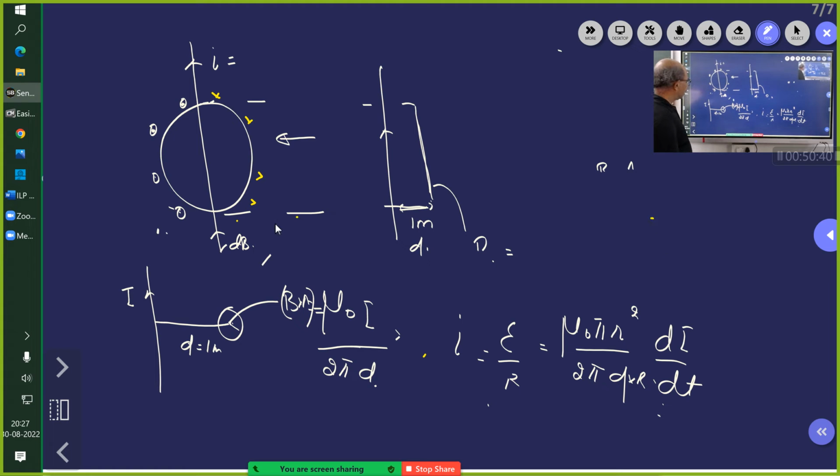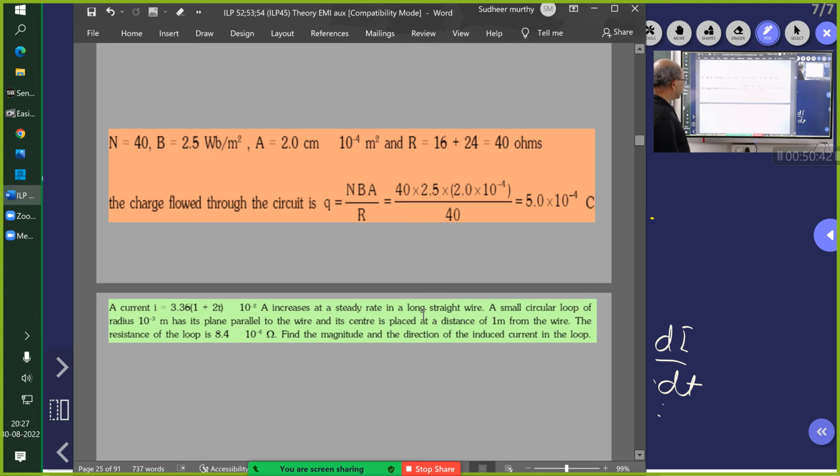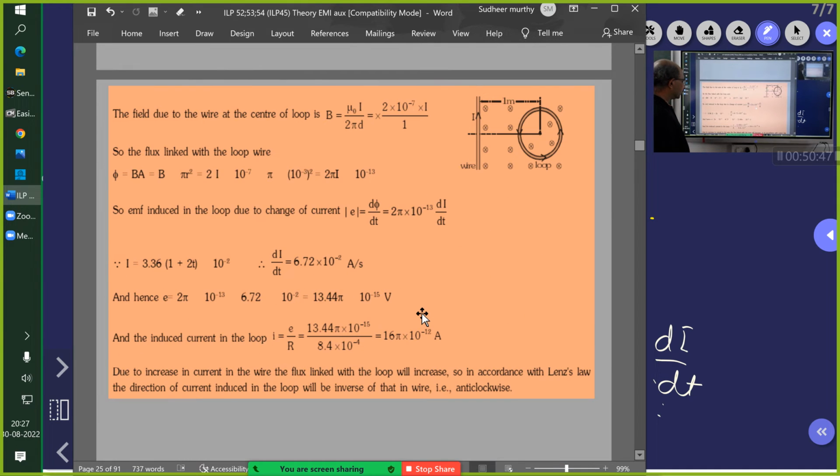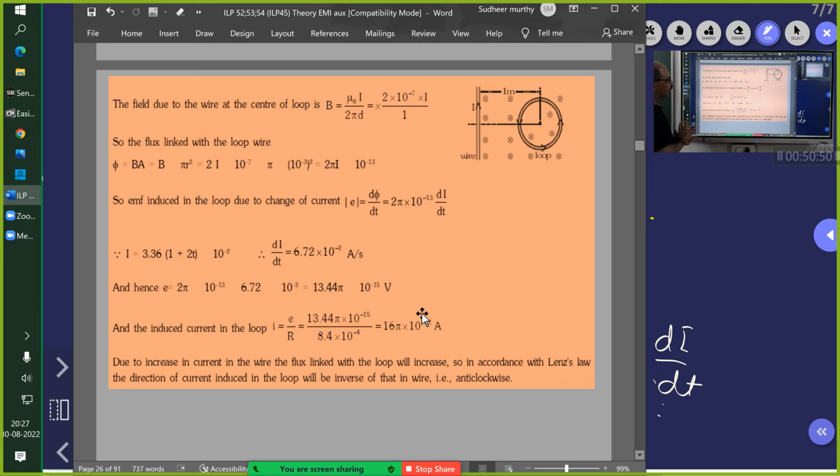Okay, fine. We have done a lot of circles here. What we have taken there is the fact that flux is B into A. They have also taken that. But they have done a lot of calculation here, and don't try to do all those calculations. Induced EMF is so and so, I is equal to so and so, dI by dt they have calculated, E is equal to so and so, and then induced current is E by R. So don't do intermediate calculations. Get the final formula, then plug in the values.